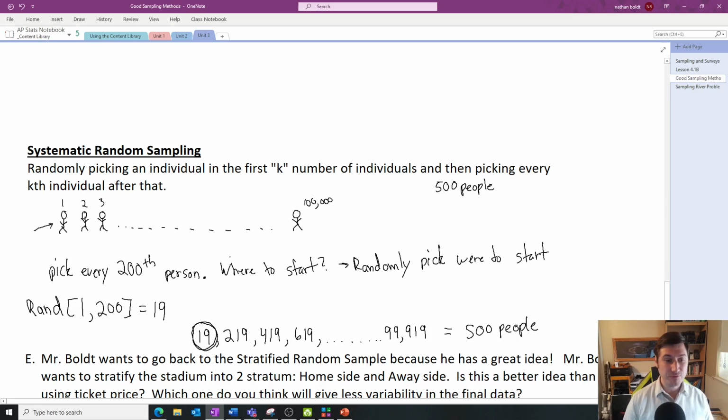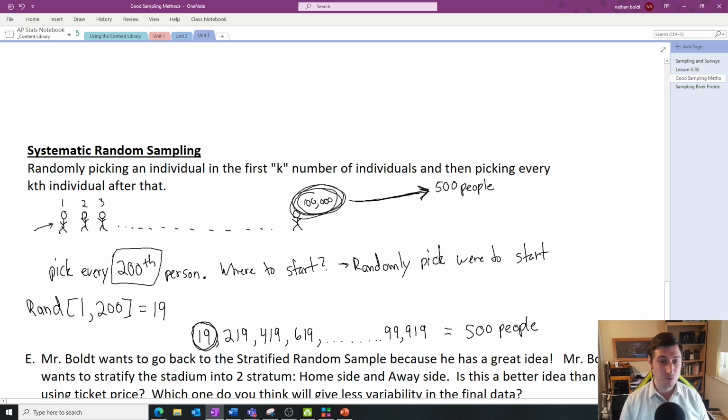So you do have to figure out a little bit of math here. Where the heck did Bolt get the 200 from? Why am I doing every 200th person? Because the total population was 100,000. And I wanted 500 people. So 100,000 divided by 500 is 200. That means I have to pick every 200th person. So that number will change depending on your population and your sample size.